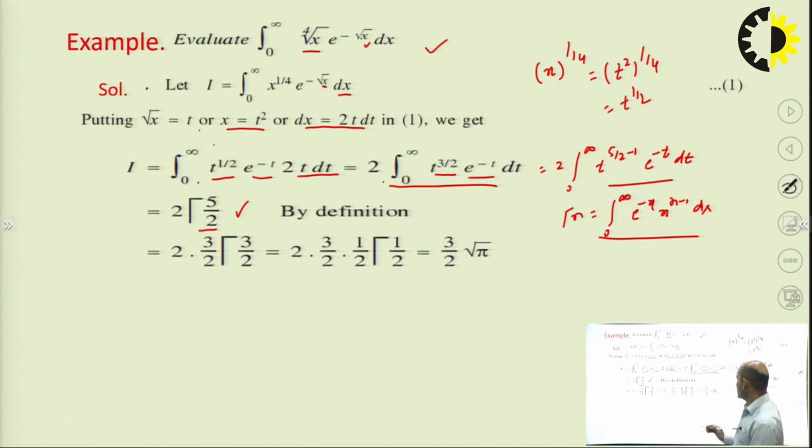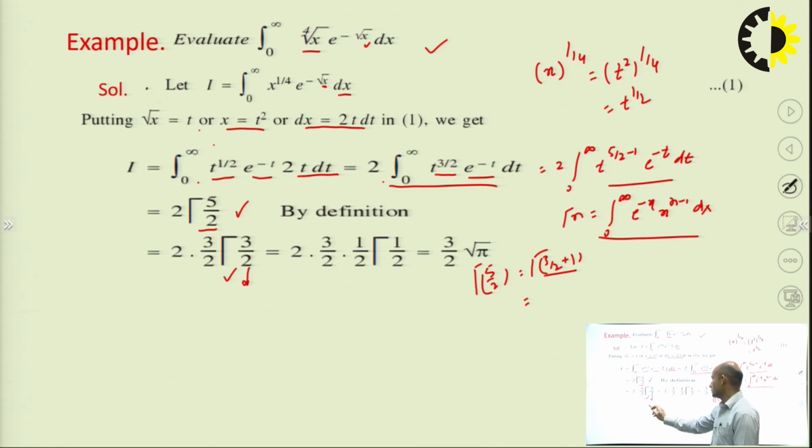As we know, gamma n plus 1 is n gamma n. So we can write gamma 5 by 2 as gamma 3 by 2 plus 1. So this value will be 3 by 2 gamma 3 by 2. Again, gamma 3 by 2 can be written as gamma half plus 1, and this is again half gamma half.